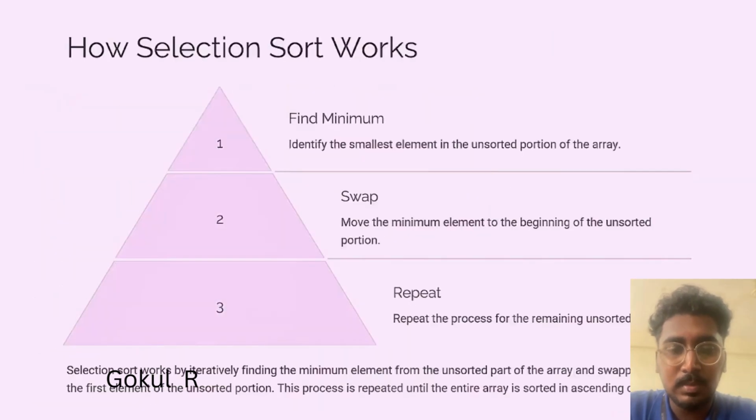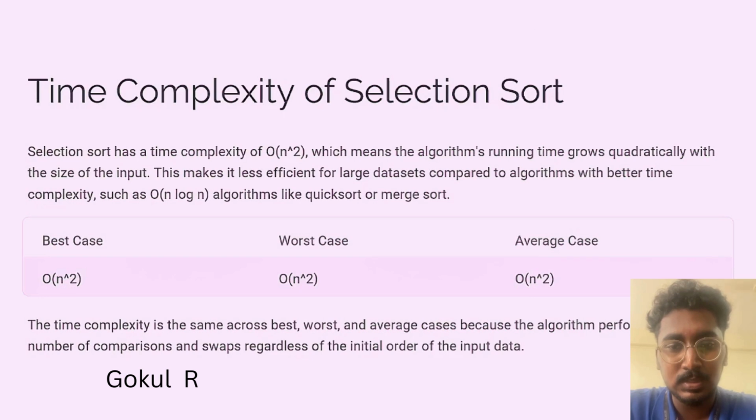Let's come to the time complexity of selection sort. Selection sort has a time complexity of O(n square), which means the algorithm's running time grows quadratically with the size of the input. This makes it less efficient for large data sets compared to algorithms with better time complexity, such as O(n log n), like quicksort. The best case is O(n square), worst case O(n square), and average case O(n square). The time complexity is the same across best, worst, and average cases because the algorithm performs the same number of comparisons and swaps regardless of the initial order of the input data.